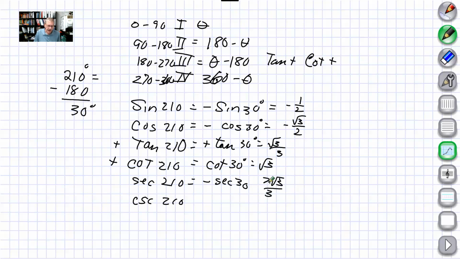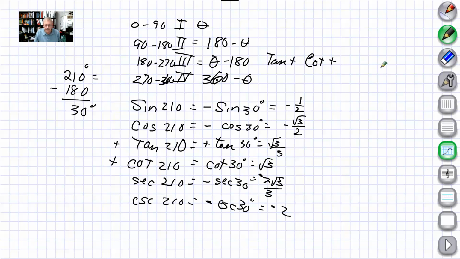You know, you can figure it out, but you don't want to do it every time. And finally, the cosecant will be negative also. Cosecant of 30. What's the cosecant of 30? 2. Negative 2. And I better put a negative sign here. So these are the only ones that are positive, see? And that's how we kind of do that. We determine the angle, what quadrant it's in, and then we work it out like that. Pretty nifty, huh?